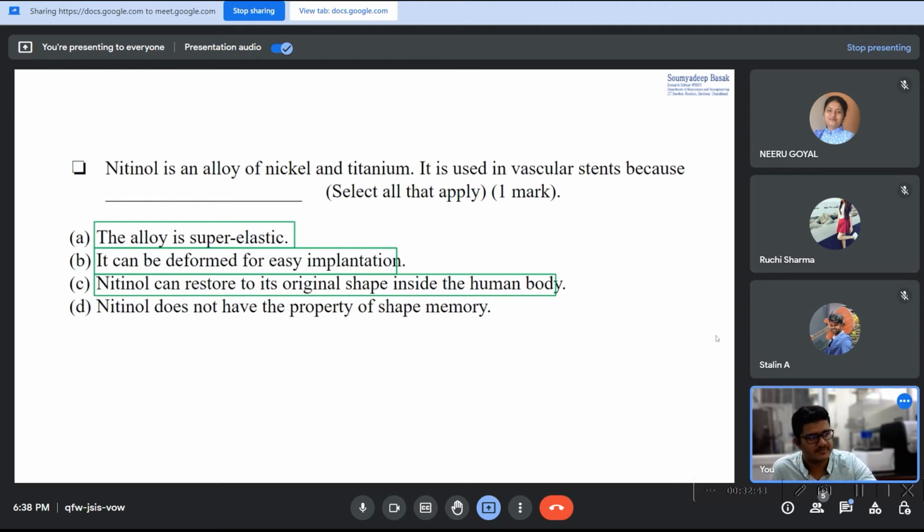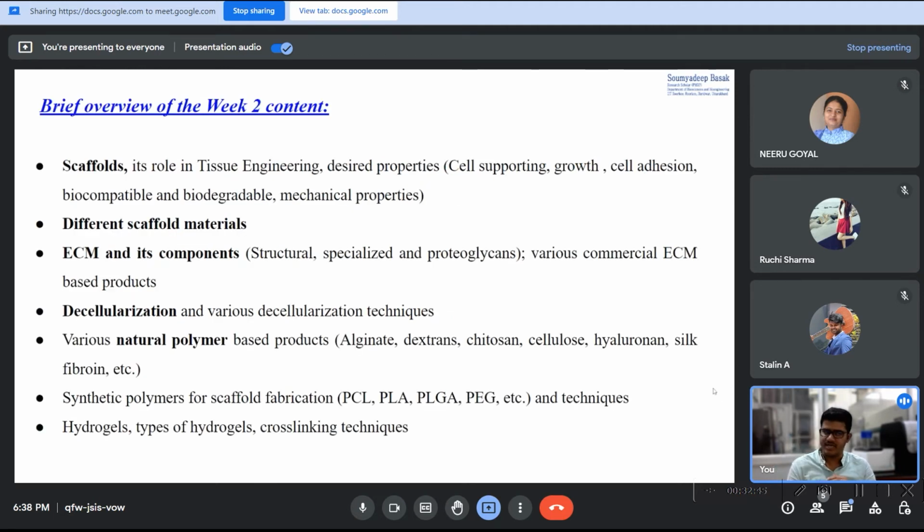Alright, then we came to week 2. In week 2 we have talked about various scaffolds. What are the ECM-based scaffolds, the decellularization process, what are the various natural polymers, synthetic polymers, hydrogels. We have talked about various types of hydrogel across pigments, right? That is what we studied.